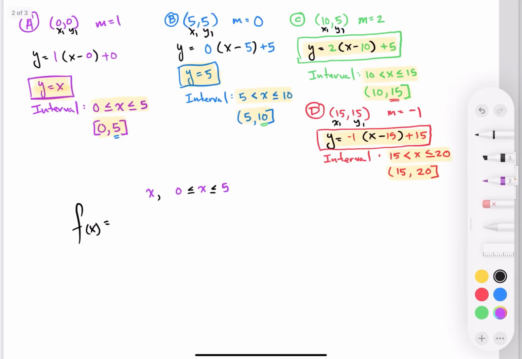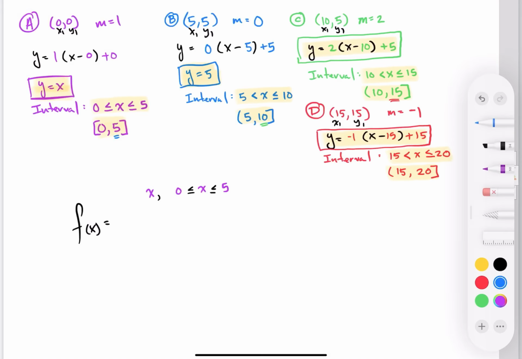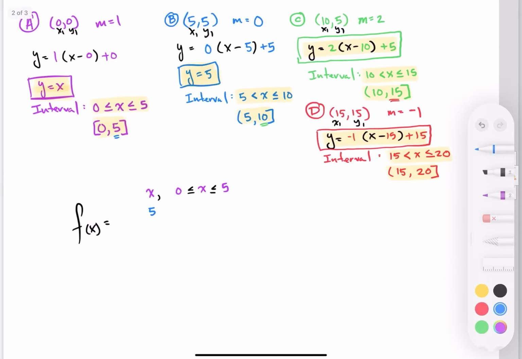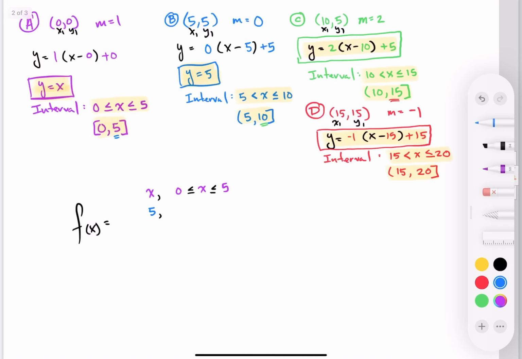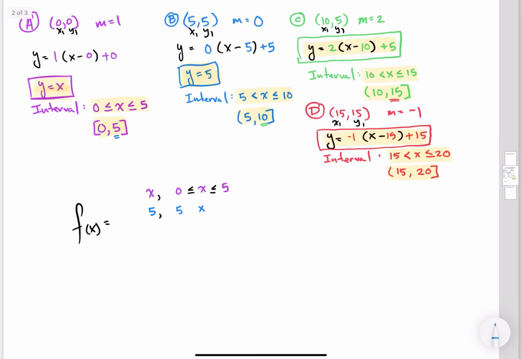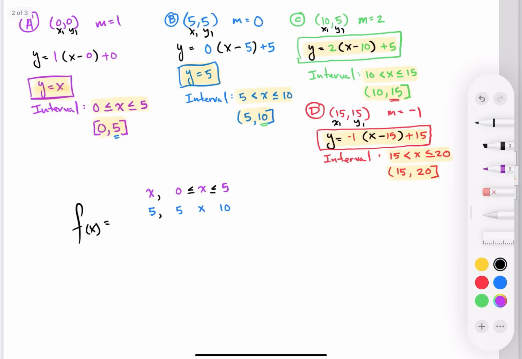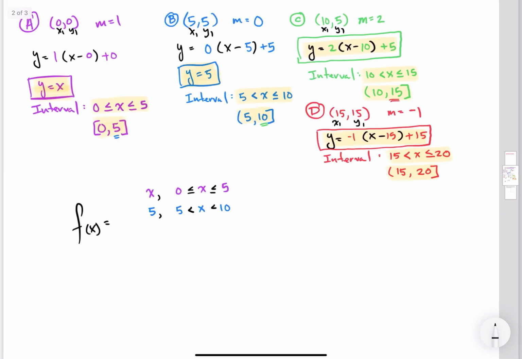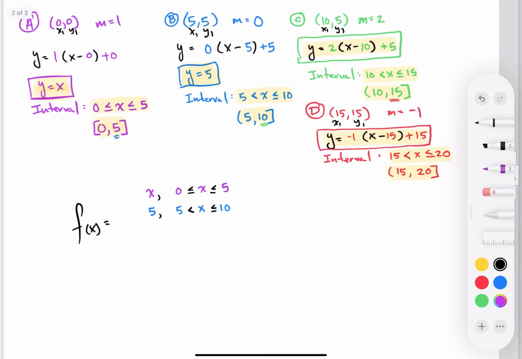Now the second piece is part B. And part B, that's when y is equal to 5. So I'm just going to write down 5. I'm just going to ignore that y equals because, again, that y equals is your f of x. And that's along the intervals of 5 to 10. So x is between 5 and 10. And again, since we've already included that 5 in the previous interval, we're not going to include it in this one. And then our next piece, that's part C.